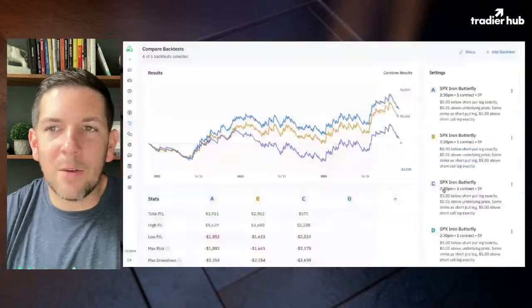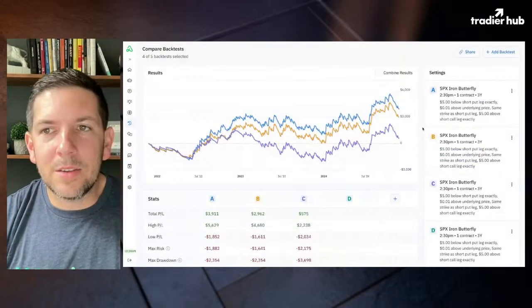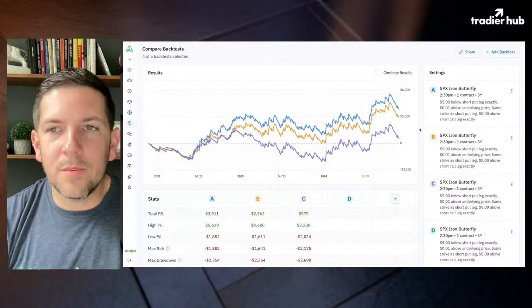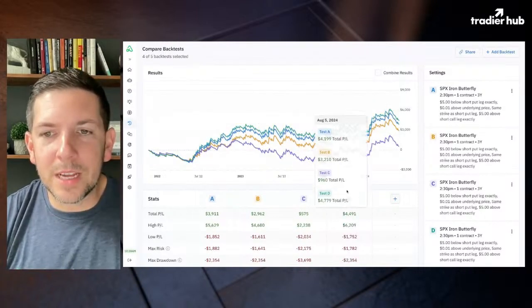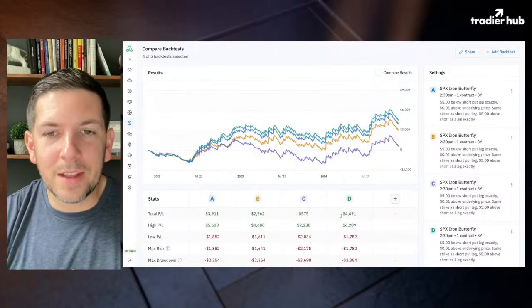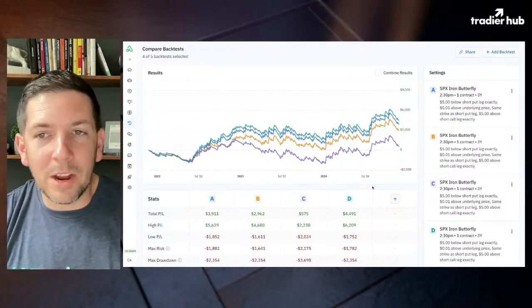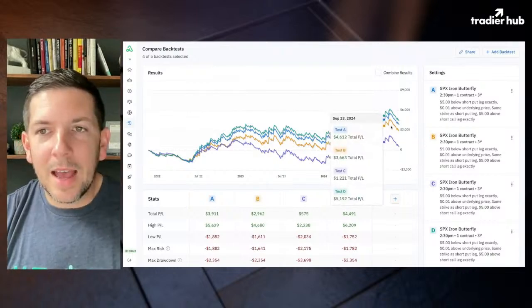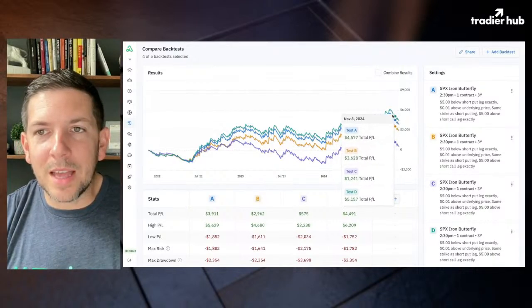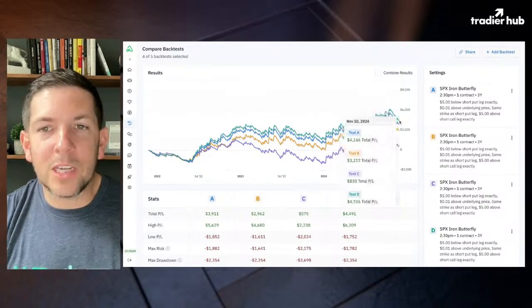Let's run this backtest now with a 2% range and see if we can improve the performance of the strategy. And you can see for test number D, we actually did improve it. In fact, we improved it by almost $1,500 or so. That's very encouraging because now we take strategy A, which was our baseline, and we've improved it with strategy number D.